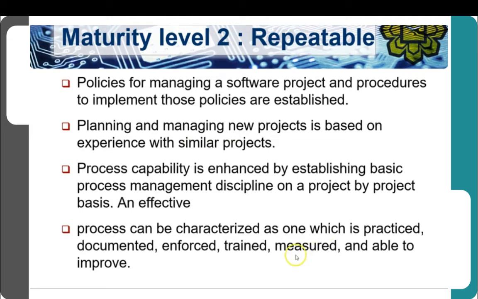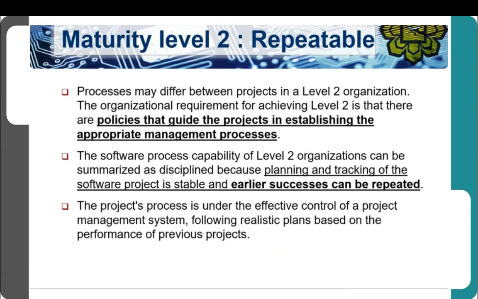So policies for managing a software project and procedures to implement those policies are established, and now planning and managing new projects is based on experience with similar projects, and the capability is enhanced by establishing basic process management. And the effective process can be categorized as one which is practiced, documented, enforced, trained, measured, and able to improve. So processes may differ between projects in a level 2 organization, but what is important here is that the policies that guide the projects are in place.